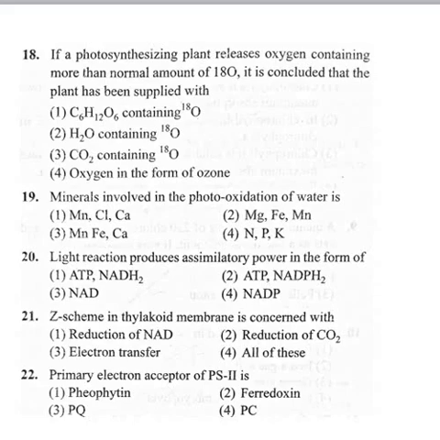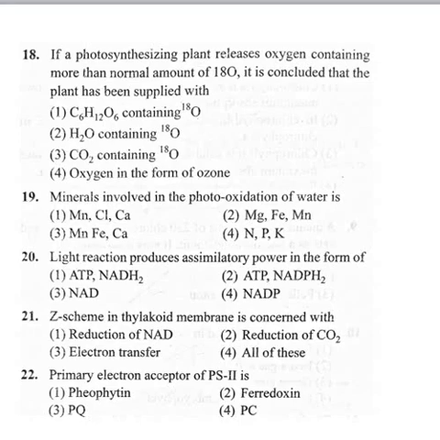Next, 22nd question. Primary electron acceptor of photosystem 2 is option 1 pheophytin, option 2 ferredoxin, option 3 plastoquinone, option 4 plastocyanin. So primary electron acceptor of photosystem 2 is pheophytin. Final electron acceptor of photosystem 2 is plastocyanin. So primary electron acceptor of photosystem 1 is ferredoxin. Final electron acceptor of photosystem 1 is NAD. So primary electron acceptor of photosystem 2 is pheophytin.